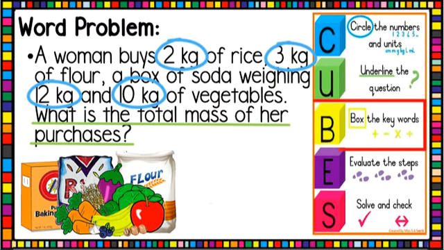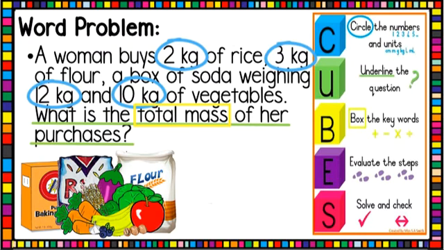The letter B now tells us that we need to draw a box around the key words. Let's look at the key word. Look at the question. They're asking us, what is the total mass of her purchases? The key word in this case is total. So we draw a box around the words total mass.